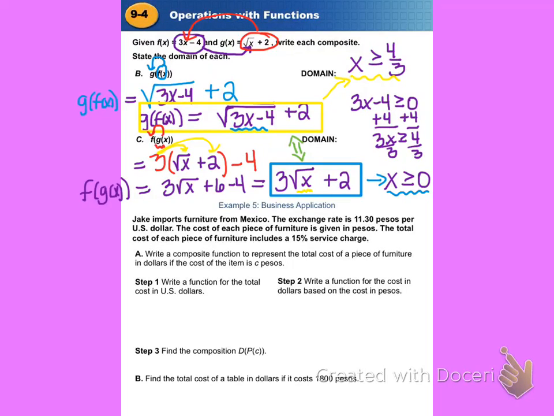So our final example is an application, a real life problem, if you will. We're going to leave this one for in class. So this is where we'll pick up when we meet again in class. So I'll see you then.